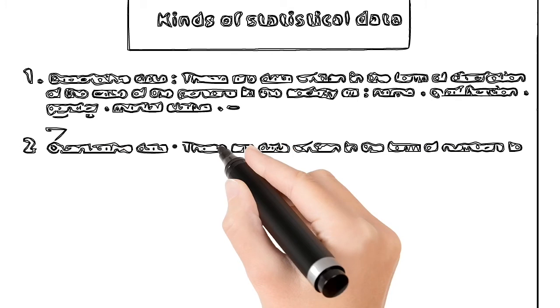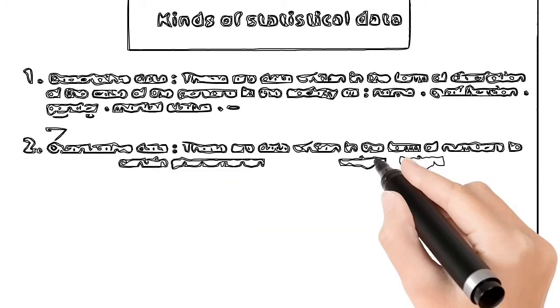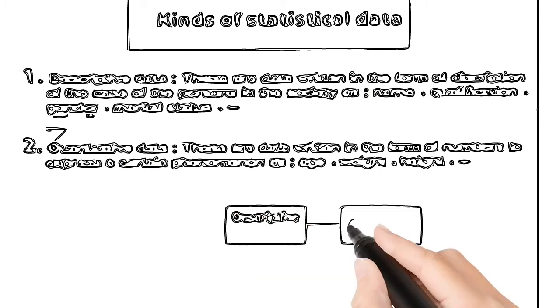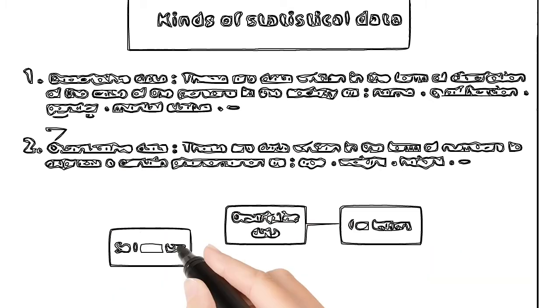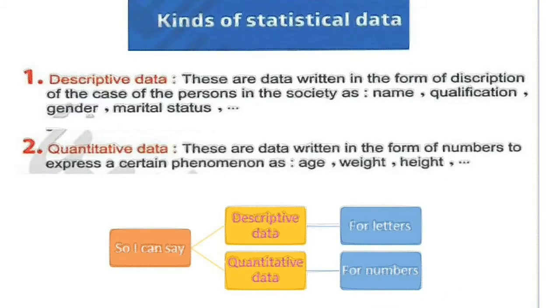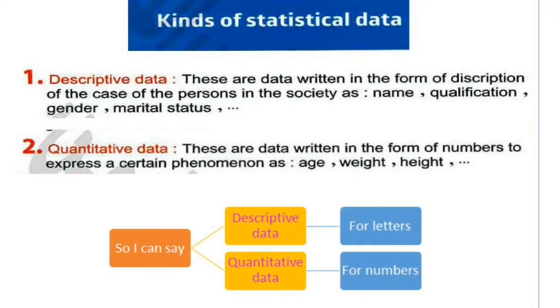At first, we will learn kinds of statistical data. We have two kinds of data. The first kind is called descriptive data, and the second type is called quantitative data. Descriptive data is when we talk about name, qualification, and so on. Quantitative data is when we talk about age, weight, height, and so on.